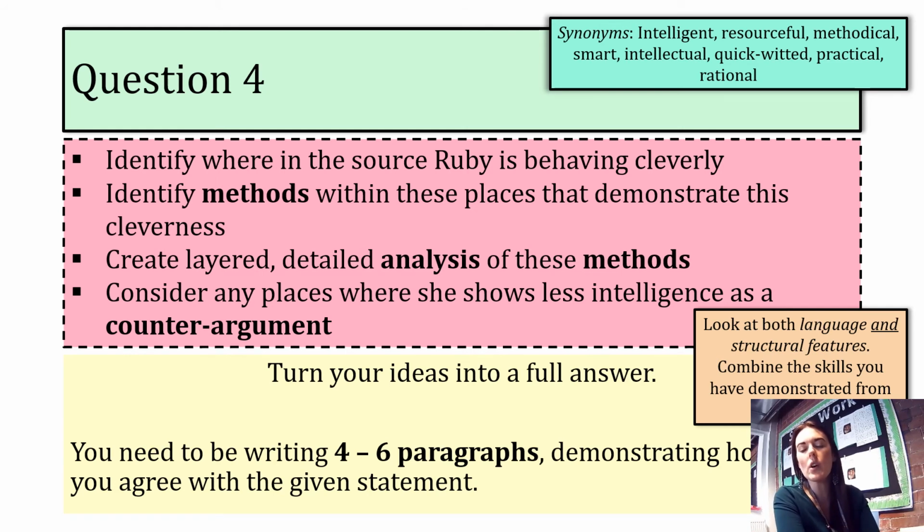I think there's only one instance here where she doesn't hear the hissing of the snake. That could be argued that she's not that intelligent or not that clever, if you feel like you want to do that, but it's not necessary. And you're going to be writing about 4 to 6 paragraphs this time. At least 20 minutes writing, and you're going to be talking about both the language and structural features. Remember, this is a combination of question 2 and question 3 together. So how do the language and structural features make the reader understand that Ruby is clever? So off you go, get that written now.